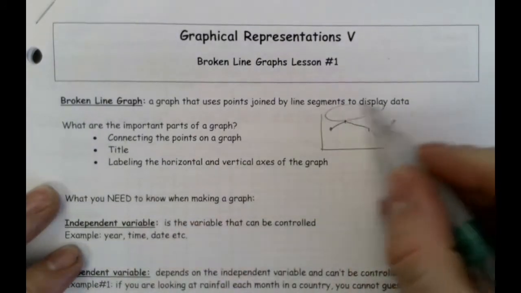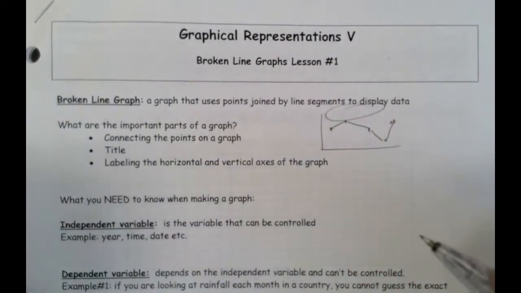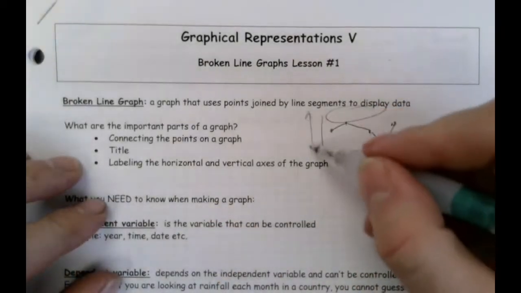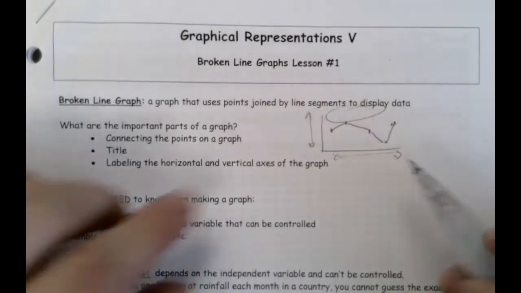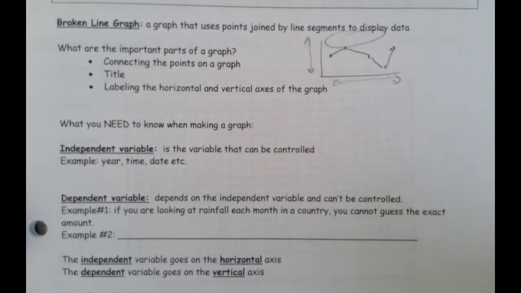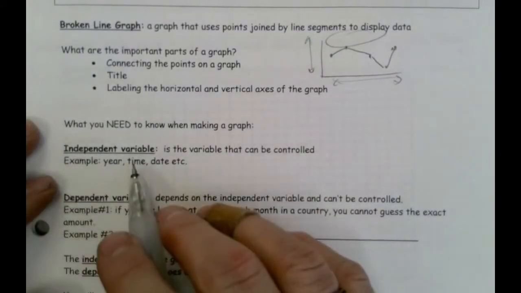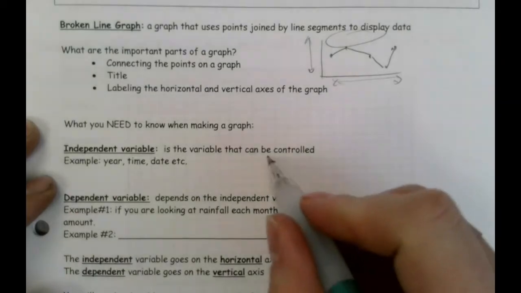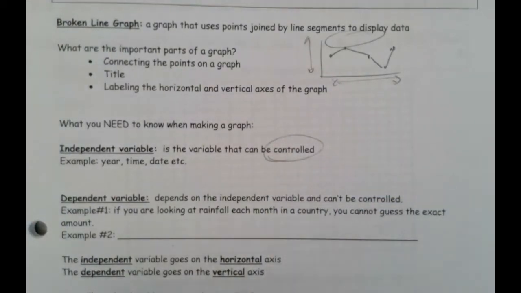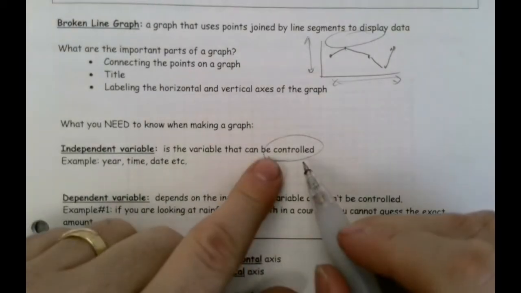It's got to have a title. You need to know what it is that you're seeing in this graph, what the intention is. And then you have to label the horizontal and the vertical axes. It's really important that we know what the axes mean. Now, when you're making the graph, we need to know what the independent variable is. That's the one that's controlled. The independent variable is the one where you choose the value, and we're curious as to what the other variable is going to become based on our choice.